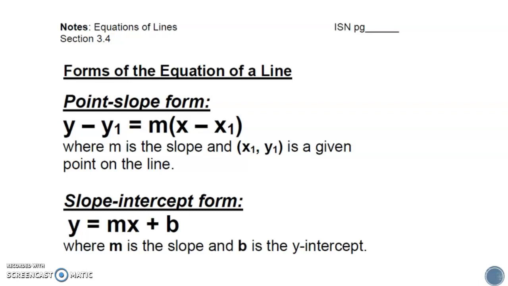The other form that we're going to be using is slope-intercept form. This is the normal one that you're used to seeing, which is y equals mx plus b. M still represents the slope, and b is the y-intercept.